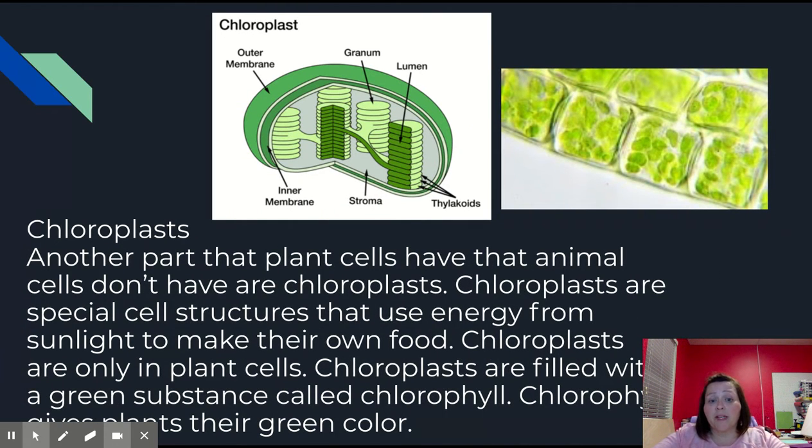Another part that plant cells have that animal cells don't have are chloroplasts. Chloroplasts are special cell structures that use energy from sunlight to make their own food. Chloroplasts are only in plant cells and are filled with a green substance called chlorophyll. Chlorophyll gives plants their green color.